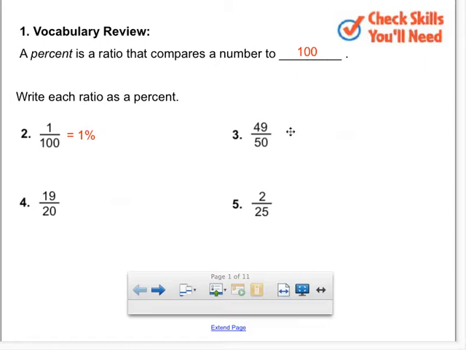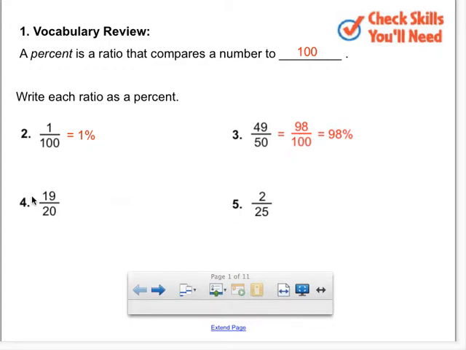98%. And how'd you find 98%? You wrote this ratio as an equivalent ratio, which was 98 over 100, and used a factor of 2 to convert and find this equivalent ratio, and then you got 98%. So very good. Does everybody understand how he did that? Okay. Numerator and denominator multiplied by 2, so you can get 100 in the denominator.